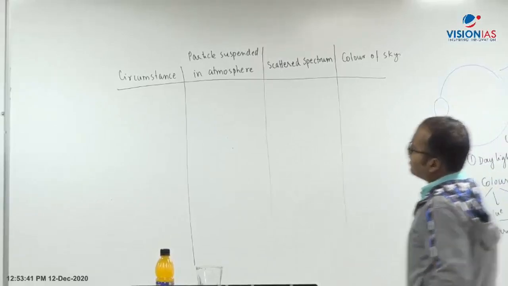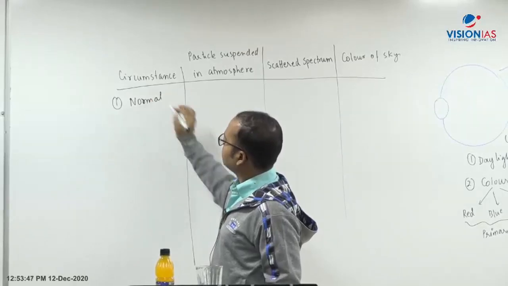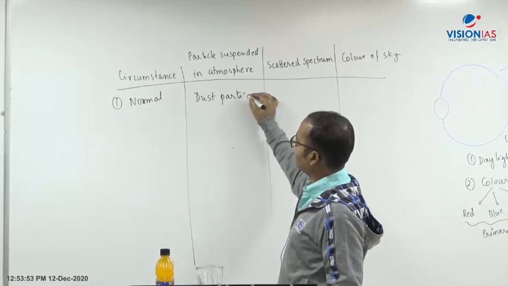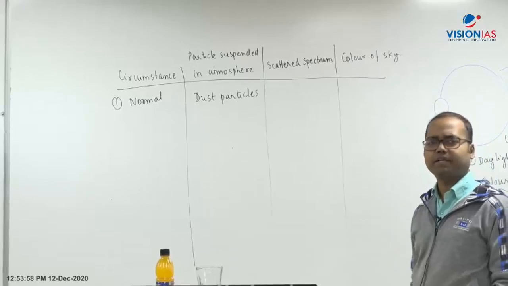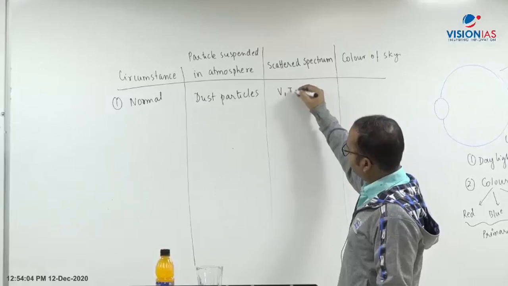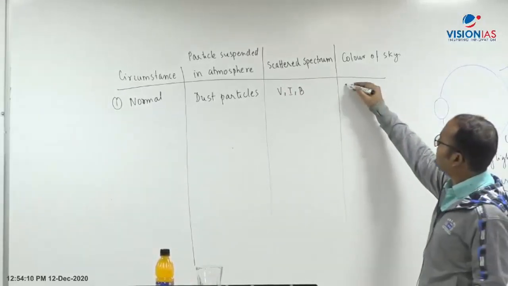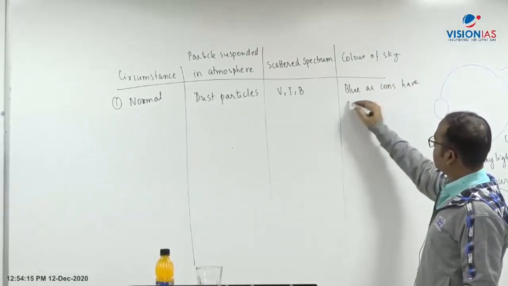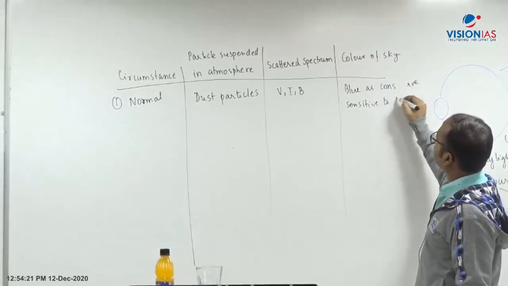Suppose the situation or circumstance is normal. The particles suspended in the atmosphere are dust particles that we have seen in Rayleigh scattering. I am just explaining Rayleigh scattering once again, but in a different way, as an application. The scattered spectrum is violet, indigo and blue. These are the most scattered, but the color of the sky is blue, as cones are sensitive to blue color.